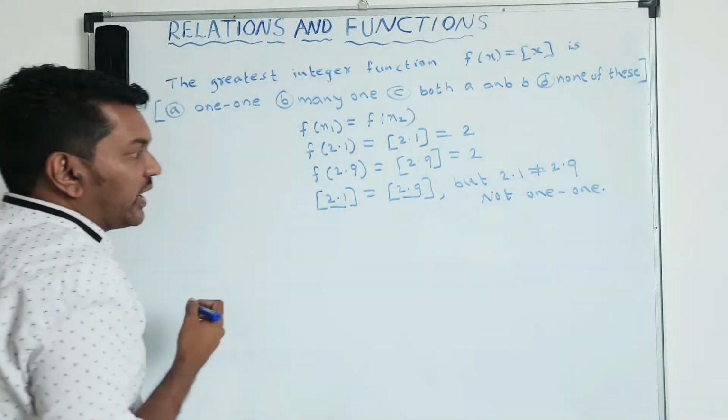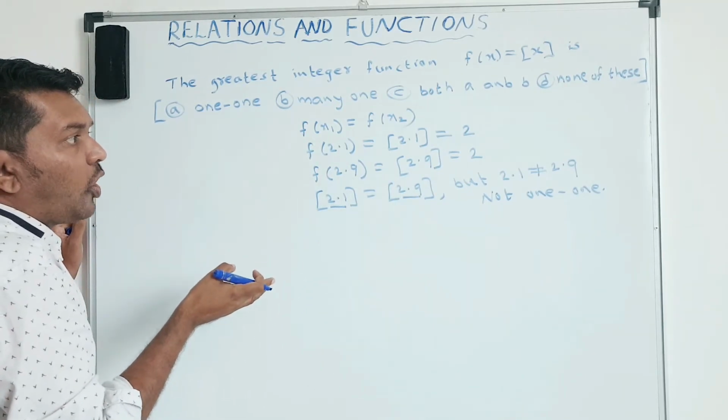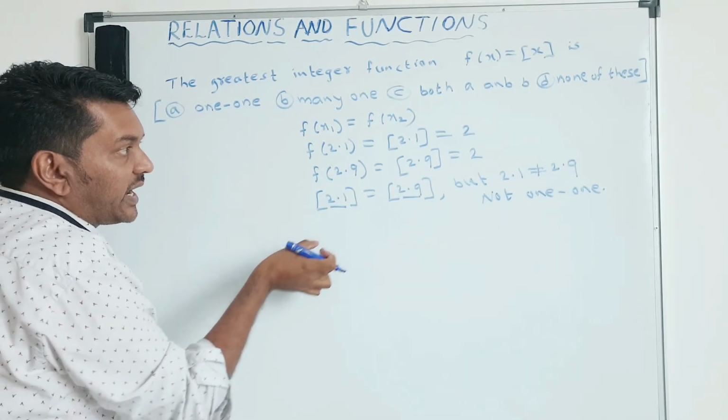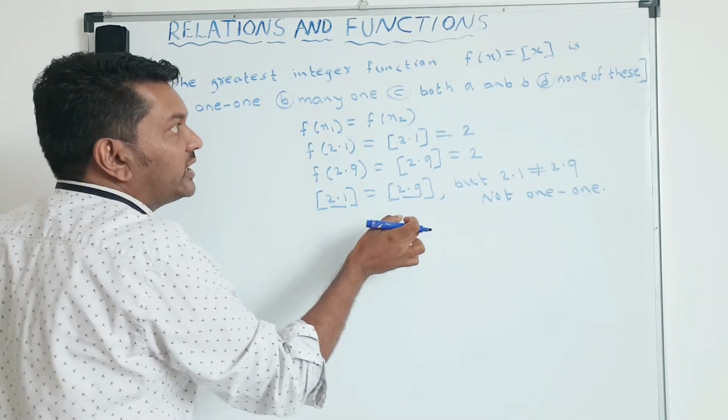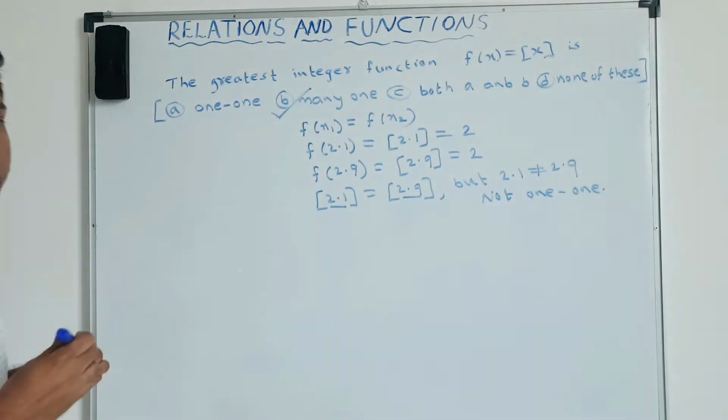It is many one, because 2.1, 2.9, 2.5, 2.6, all these are connected to 2. Many of the elements are connected to 2. Therefore, it is a many one function. Option B is our answer.